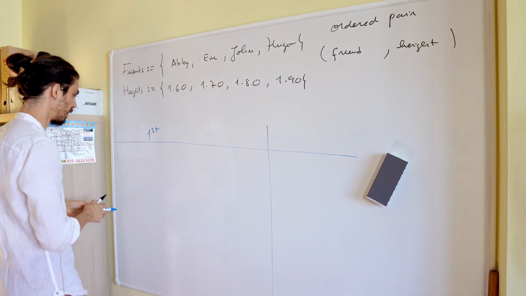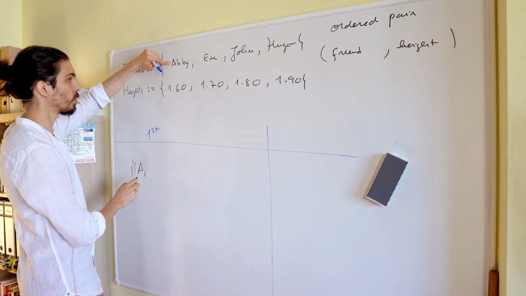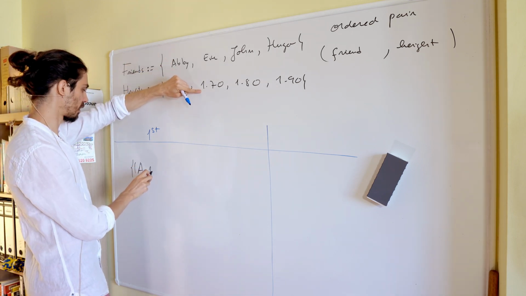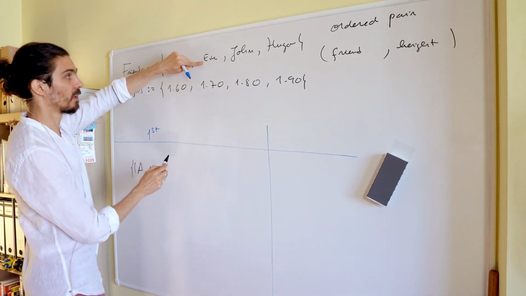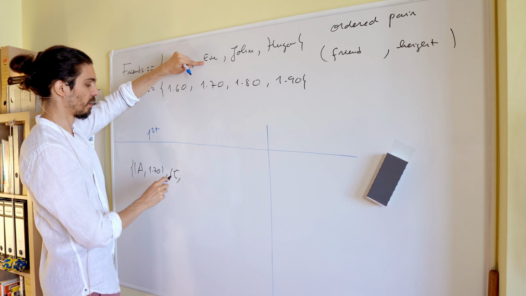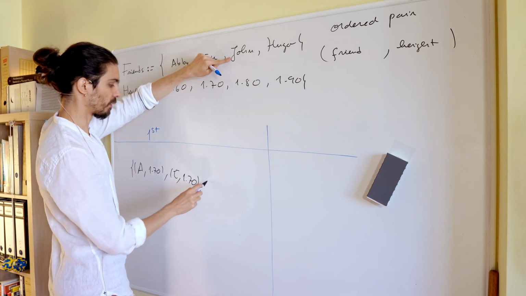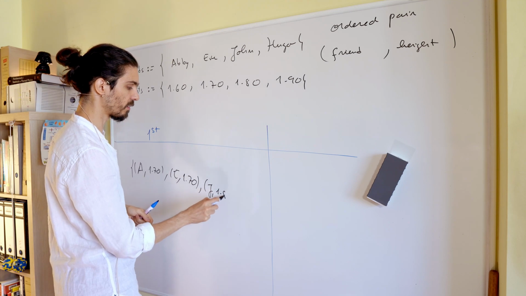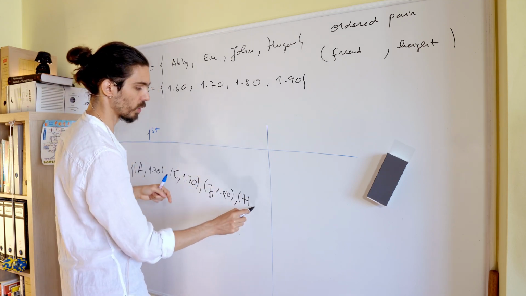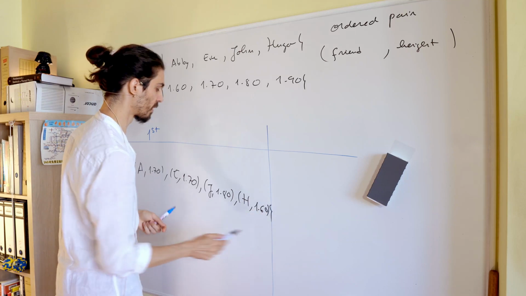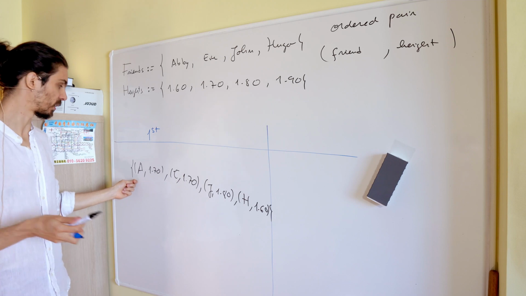For example, if you start with Abby, you can pair it with 170. Here it is, an ordered pair. Let's do it again for Eve. Let's pair it with 170 again. John, it could be 180. And finally, Hugo, let's pair it with 160. This is a list of ordered pairs, and so it is a relation.